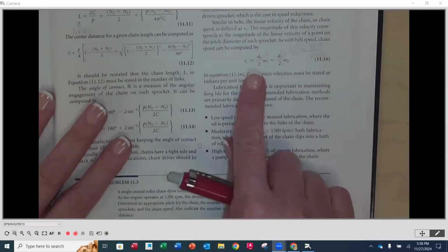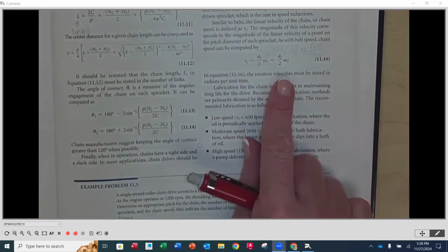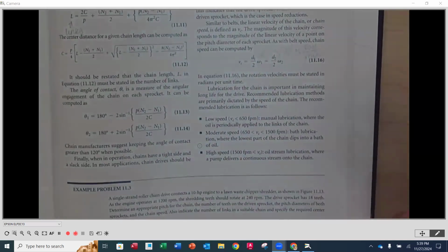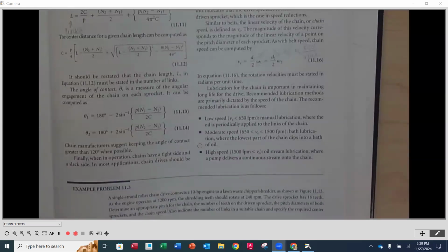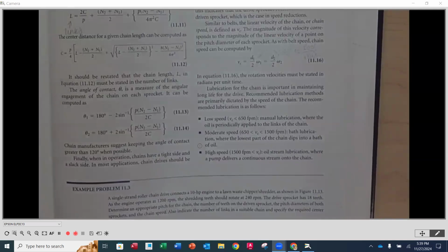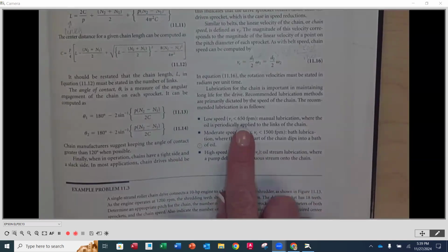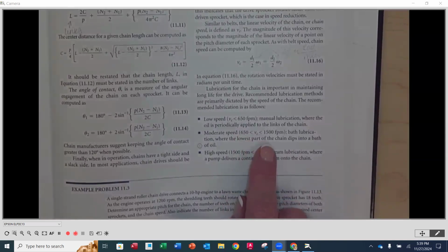Now, on the subject of the kinematics and the chain speed here, once we calculate our chain speed in feet per minute, we are then going to qualify it as either a low, moderate, or high speed drive. And what that does for us is it lets us know what type of lubrication we need to design into it. So for instance, if we have a chain speed of less than 650 feet per minute, it's considered low speed, and you just have to manually lubricate it, kind of like on our bike, right? You don't have drip lubrication or a bath lubrication on our bike.